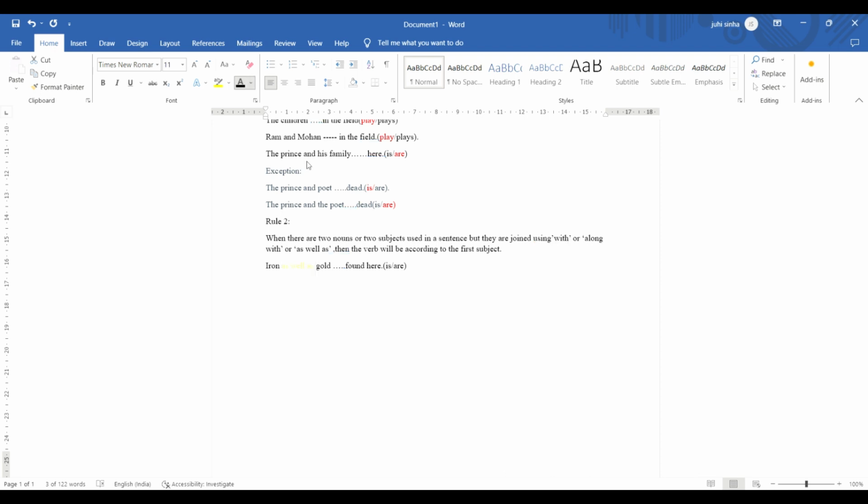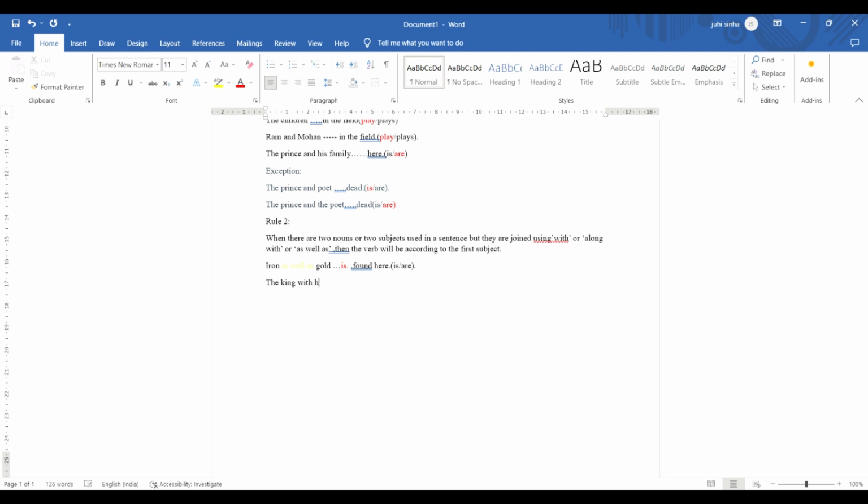So, what does the rule state? The rule states that when two nouns are joined with the help of as well as or with or along with, then the verb is according to the first subject. So what is the first subject? Iron. Now iron is singular, so the answer should be is. Is found here, not are.